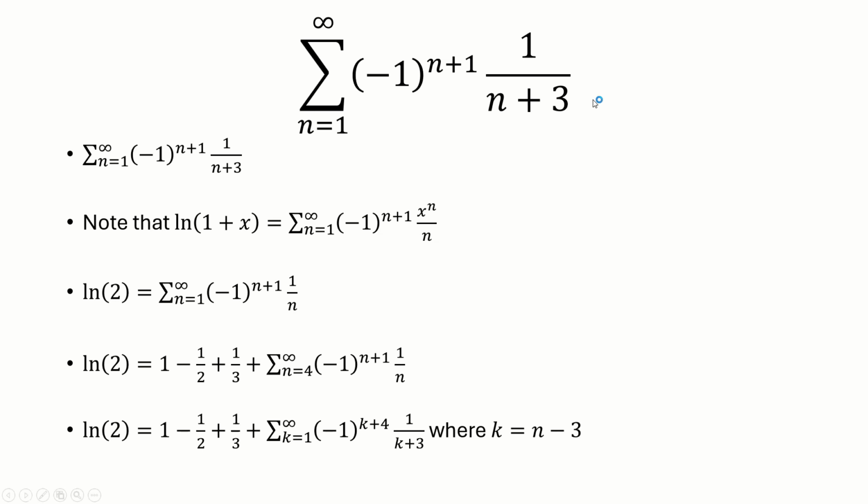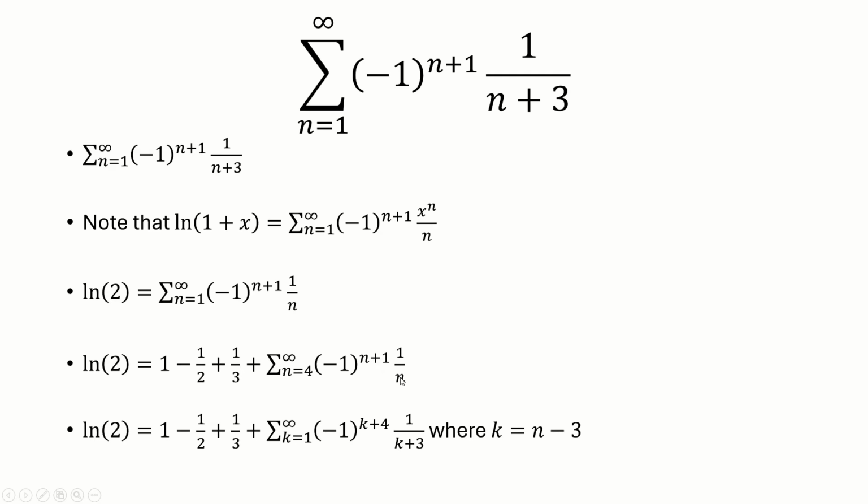Notice that in our sum here, we're starting at n plus 3. So that means when n is 1, this thing is 1/4. So I'm going to write out the first three terms. That'd be 1 minus a half plus a third. And then starting with 4 here, we're going to have the sum from n equals 4 to infinity of negative 1 to the n plus 1 times 1 over n.